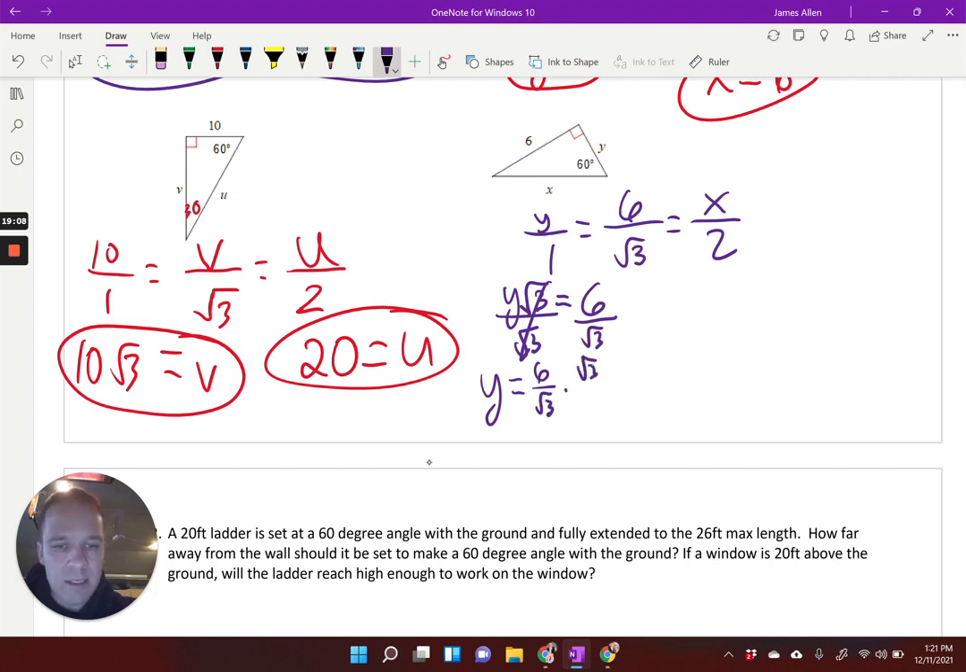Got to rationalize. And some of you are noticing some patterns, and that's cool. I get 6 root 3 divided by 3. And then I got to reduce to 2 root 3. So y is 2 root 3.